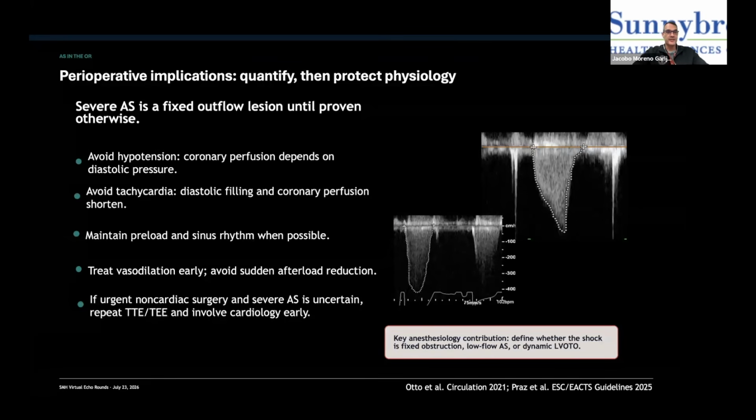So we know severe AS is a fixed outflow lesion until proven otherwise. So in these patients, we want to avoid hypotension. We want to avoid tachycardia. We normally say our ideal heart rate is going to be between 40 and 60. You don't want to go to bradycardia because then you are going to compromise the preload too, right? We want to maintain the preload.